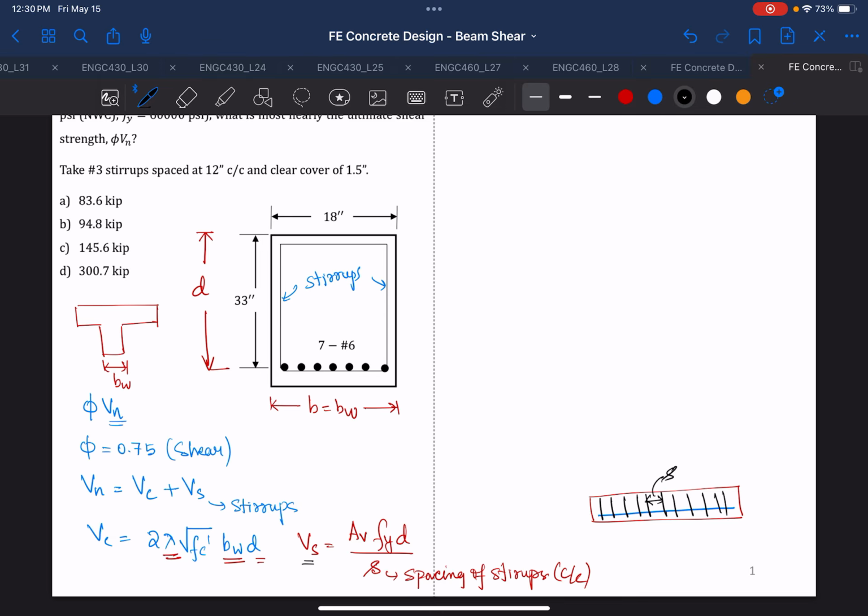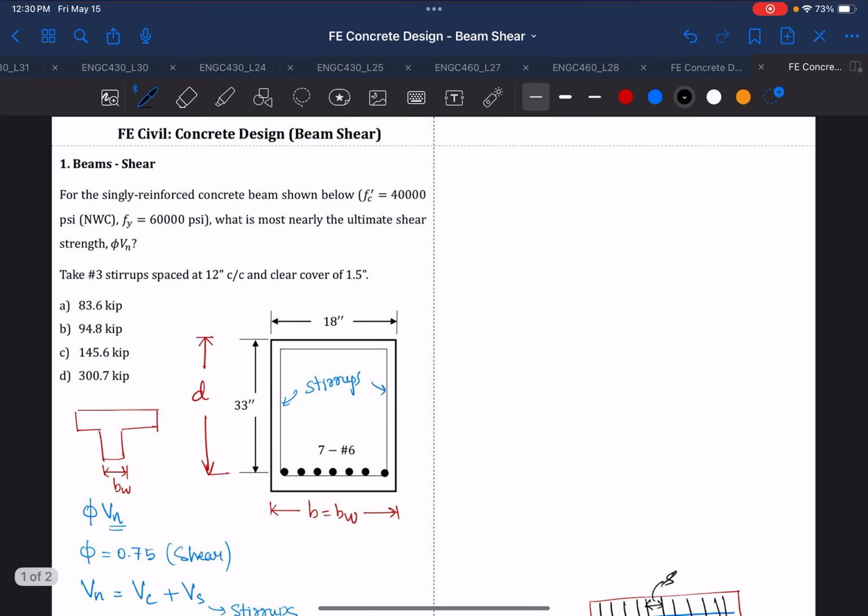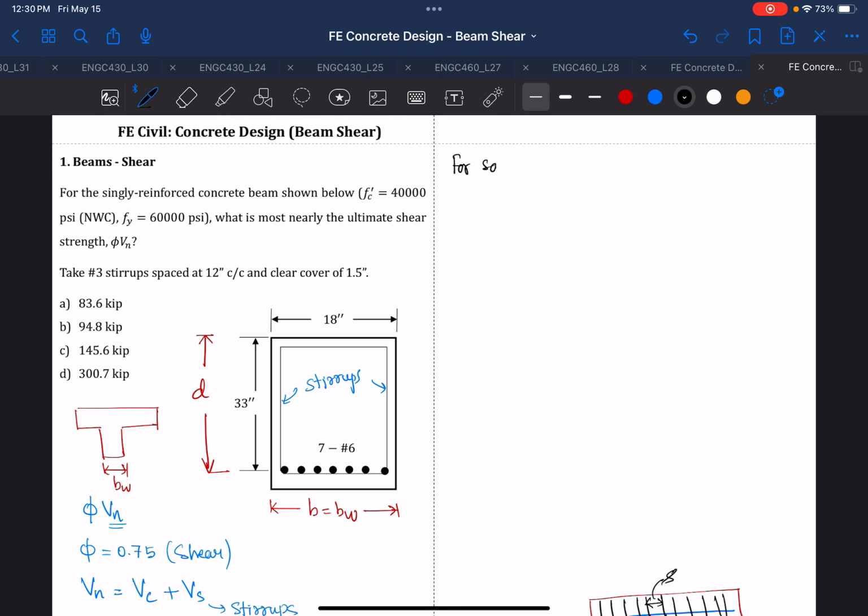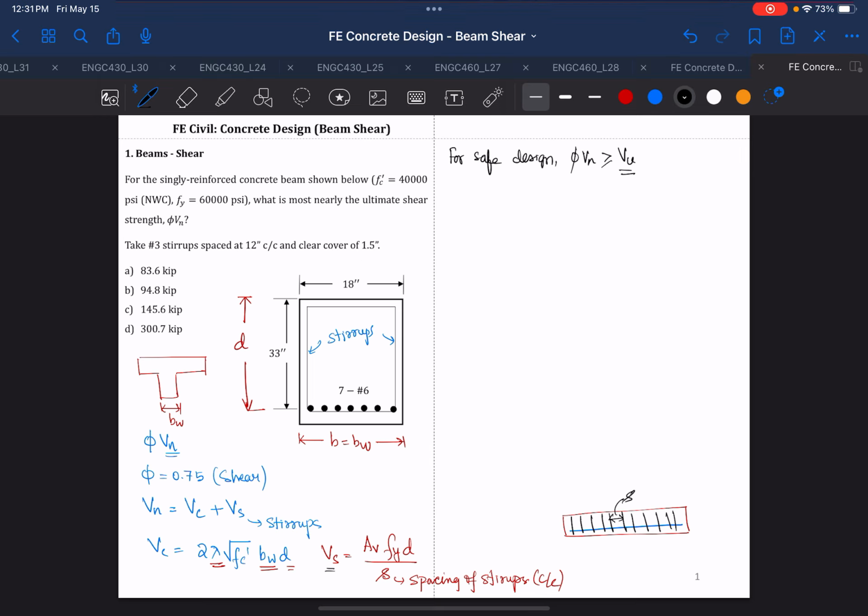Okay, and then another thing that you need to know is, for safe design, your shear capacity should be greater than your factored shear force, and in this case it is Vu. So just like we have Mu for moment, we also have shear Vu, which is your design shear load, and this will come from the maximum shear load applied to your beam. Then you have to do the load combination to find the maximum shear force.